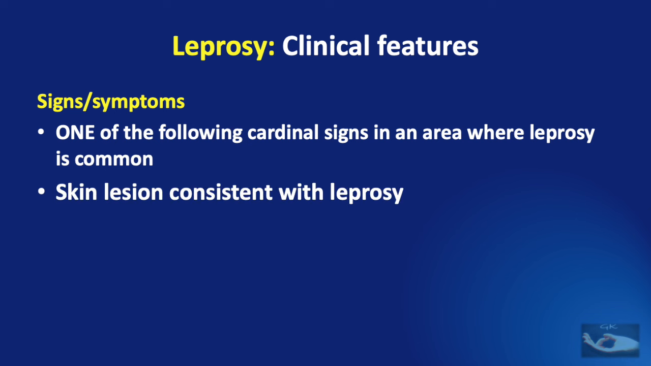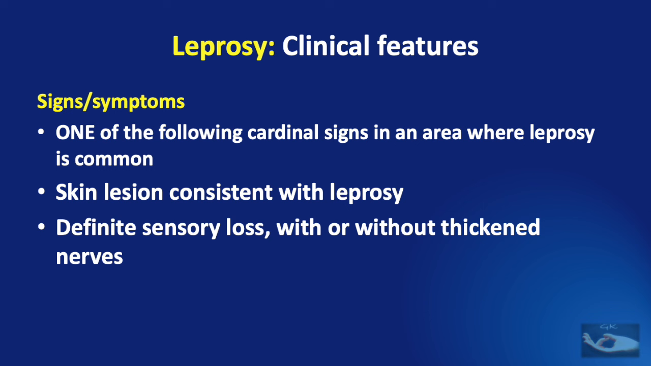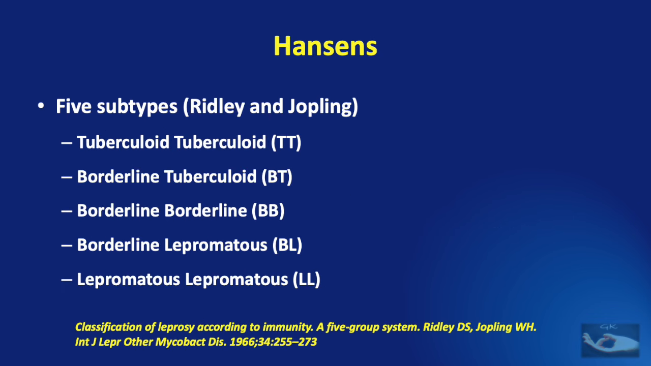The first is a skin lesion consistent with leprosy. The second is definite sensory loss with or without thickened nerves. And the third is a positive skin smear. According to Ridley and Jopling, there are 5 clinical subtypes of leprosy, or Hansen's disease as it is sometimes known.